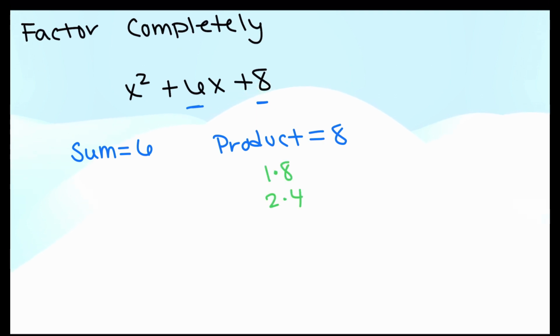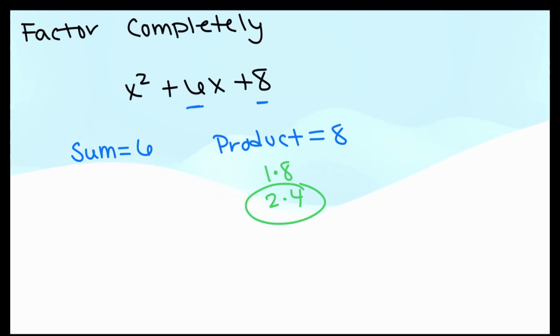And so I kind of like going in order. I start with 1, so we could do 1 times 8, and then we could do 2 times 4, and that's it. 3 doesn't go into 8, so we've covered all our bases. So 1 times 8 or 2 times 4, and then I just check which one of these add up to 6. Oh, it's the 2 times 4.